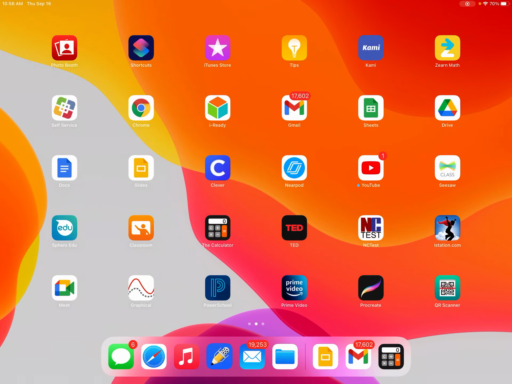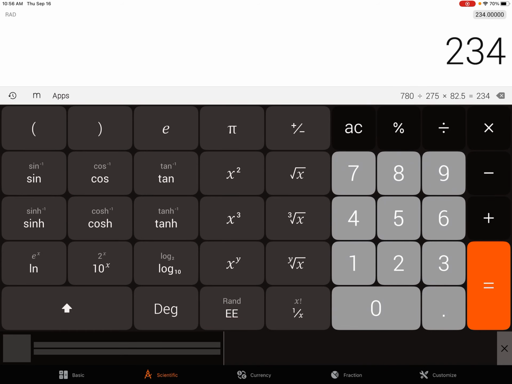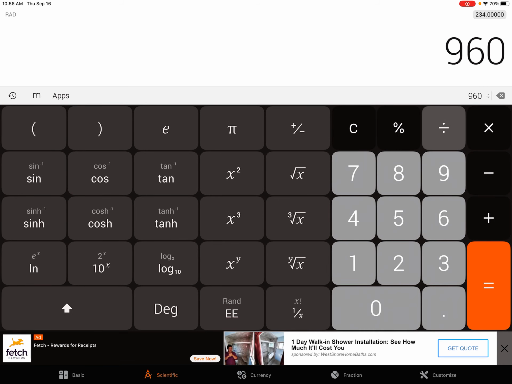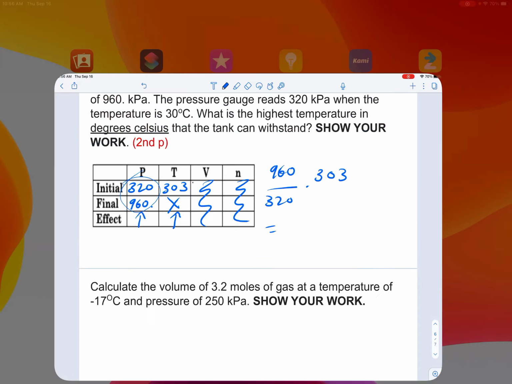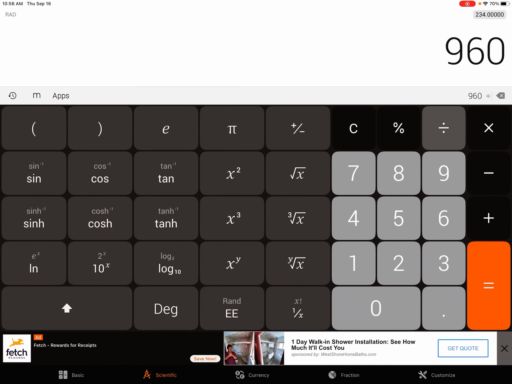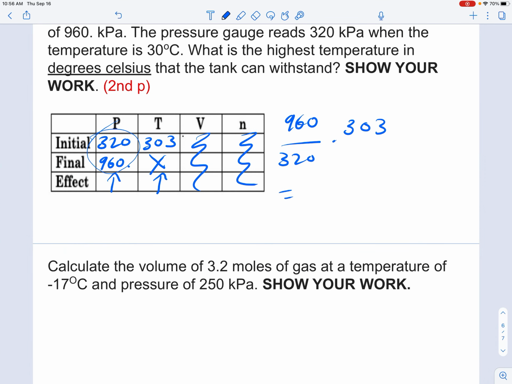So 960 divided by, and I forgot what the other temperature was. 960 divided by 320, multiplied by 303 gives us 909. But that's 909 Kelvin. Now there might be an answer in the test that is 909, or it'll be a different answer, but it'll be Kelvin.